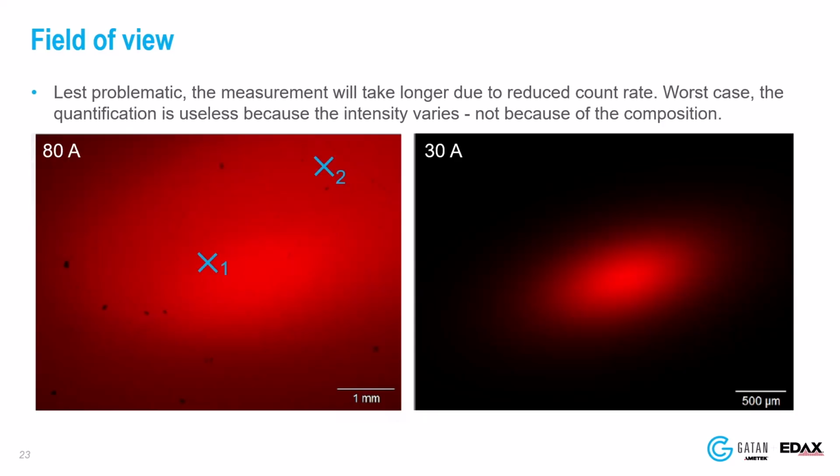However, for quantitative and qualitative analyses, it can drastically distort the results. For example, the quantitative points 1 and 2 in the image on the right will differ significantly from each other, not because the composition changes, but because the signal loss is substantial.